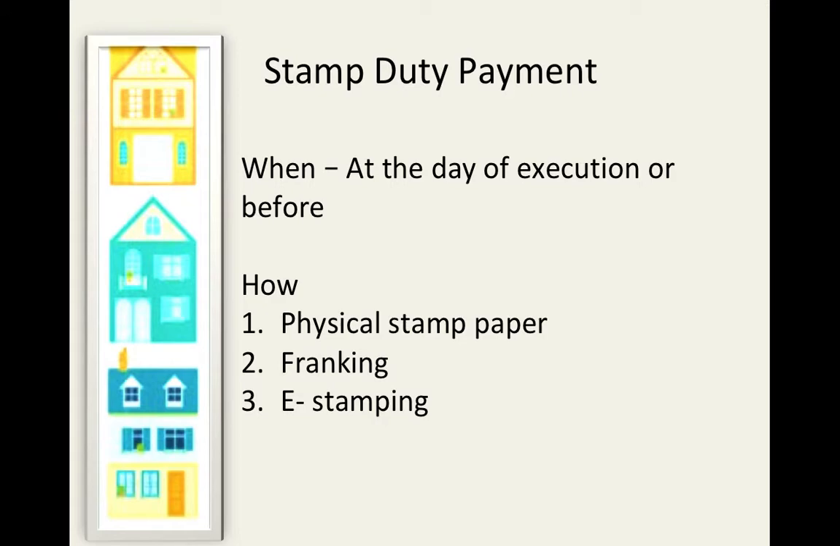A physical stamp is the most traditional way of paying stamp duty. Here you purchase a non-judicial stamp from an authorized vendor. Non-judicial stamp papers are papers which have an impressed stamp on them already, and your transaction details are written or typed on these papers. Finding a vendor for this type of stamp paper is not really an easy job, and many times there is a shortage of such papers.